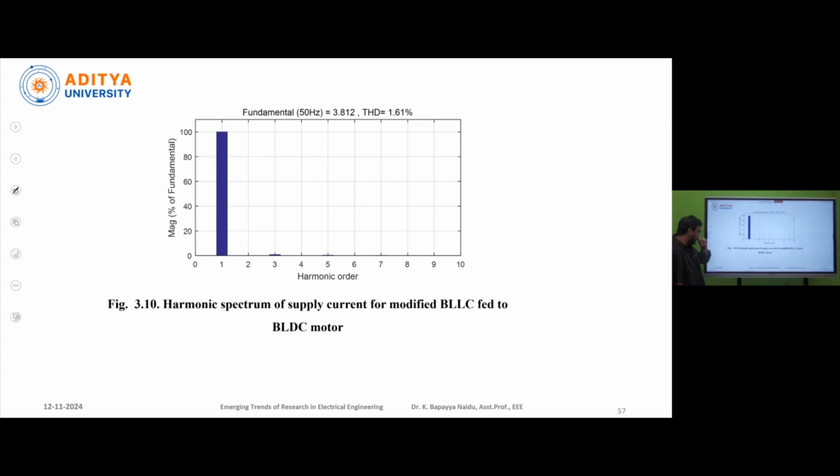Now, whenever you are running the motor in MATLAB Simulink, here the fundamental component of the supply current is 1.67. Okay, that means here we obtain a very low total harmonic distortion, THD. From this we can say that automatically the power factor will be improved.